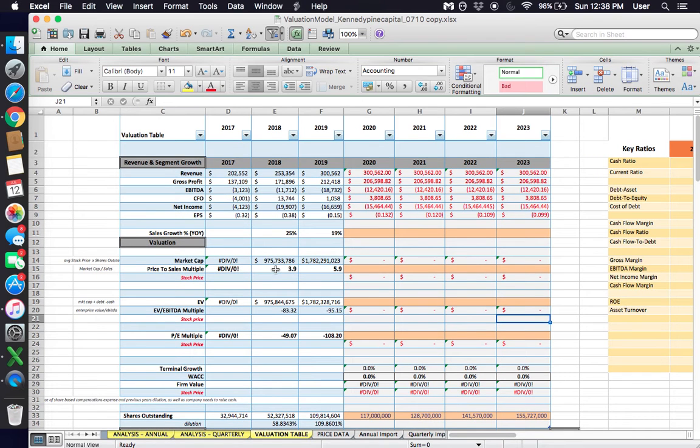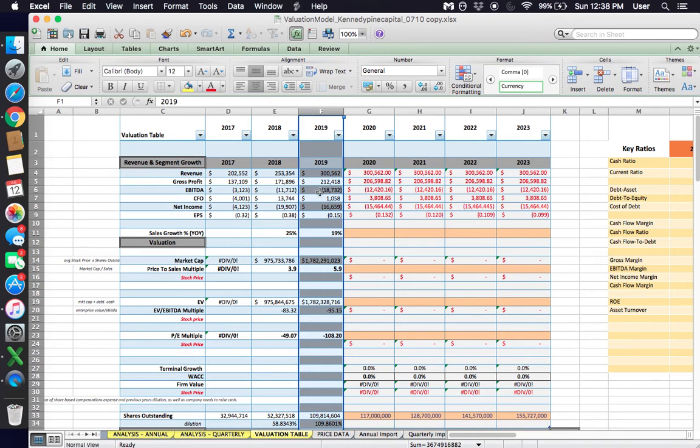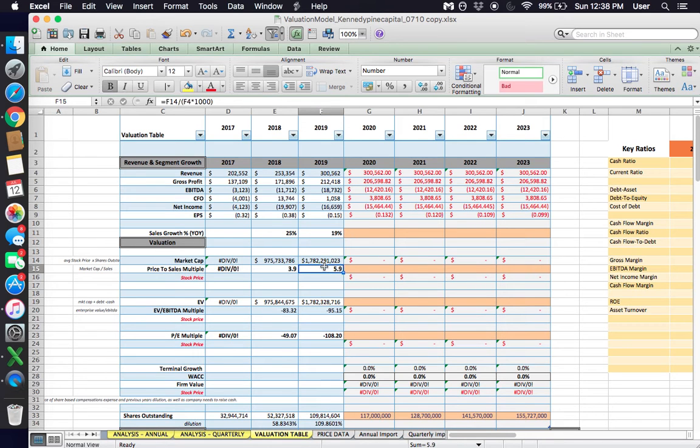The model gave me a price to sales multiple of 3.9 for 2018 and 5.9 for 2019. So we can see that this expanded a little bit. Upwork's only been on the market for about a full year, 2019, and it's already trading at 6 times sales. You can see that the revenue in 2019 was 300 million, and the business traded at 1.7 billion. So that's how you calculate your price to sales.